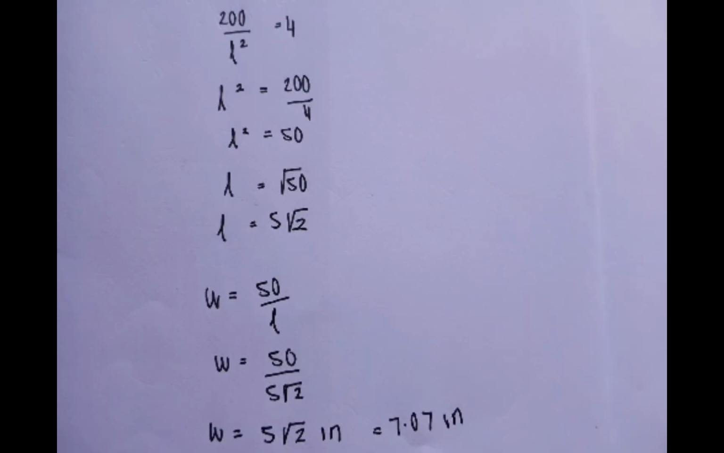Solve the equation that we already substituted just now, and then we will get the length equals 5 square root 2. Next, we can find the width when L equals 5 square root 2. So we find the width and proceed with the working, and we get width equals 5 square root 2 or 0.07.